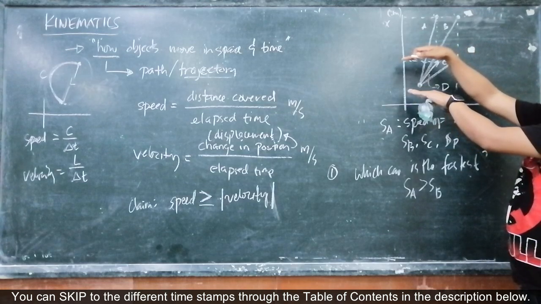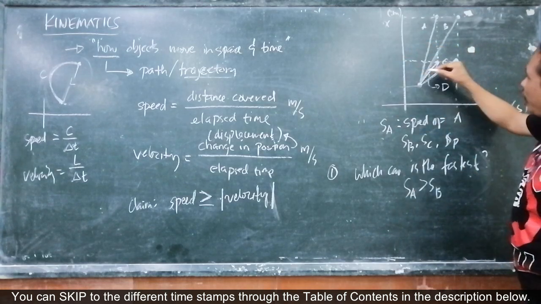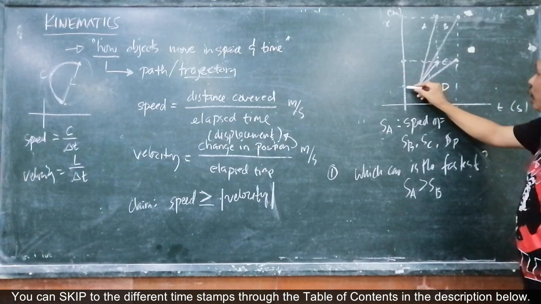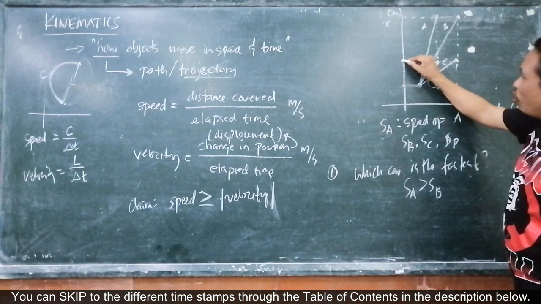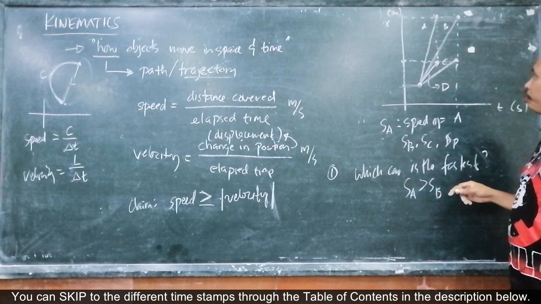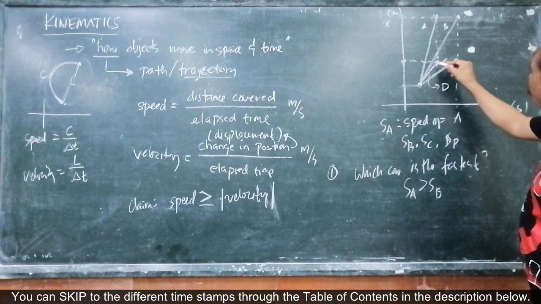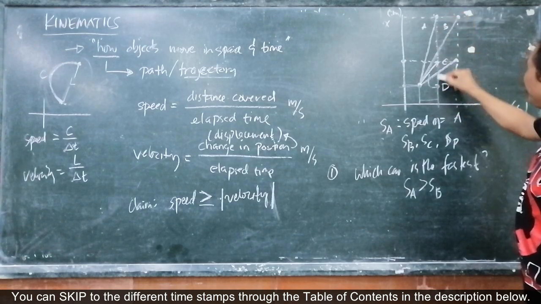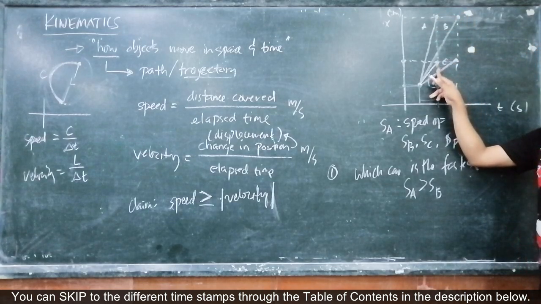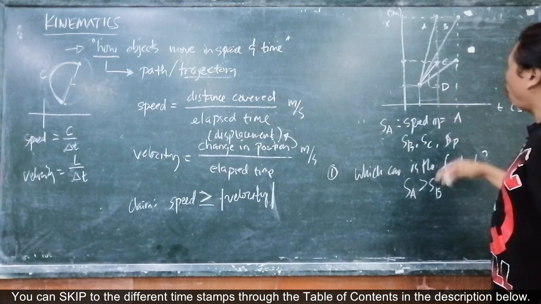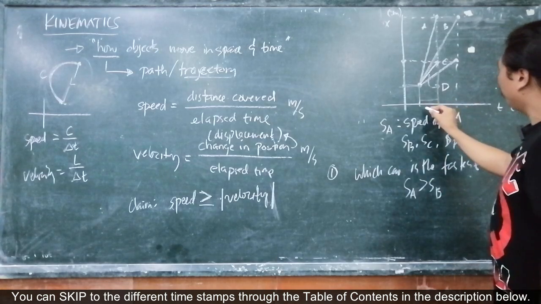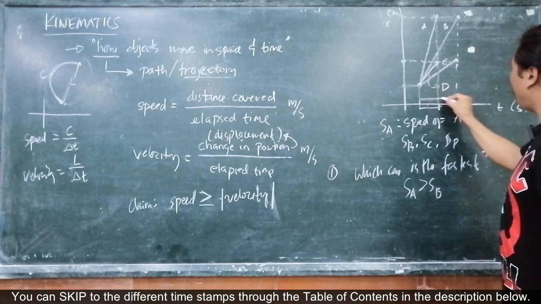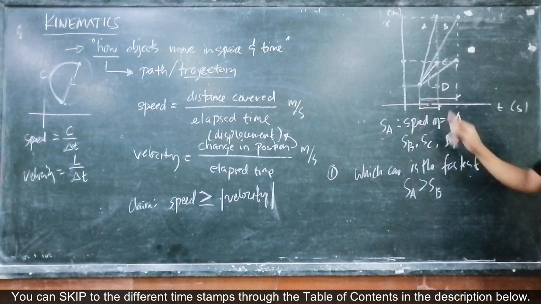Again, both have the same distance covered, right? No, D moves from here to there, and C also moved from this place to that place. But the elapsed time of D is much less. This is the elapsed time of D. Here, A and D have the same elapsed time, right? A and D only traveled for this amount of time, but B and C travel for this time. Okay?